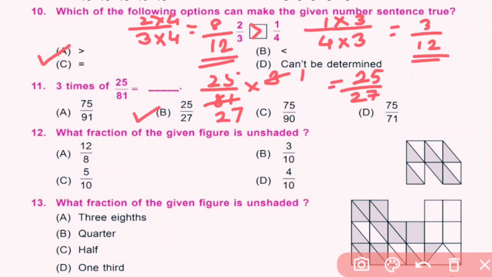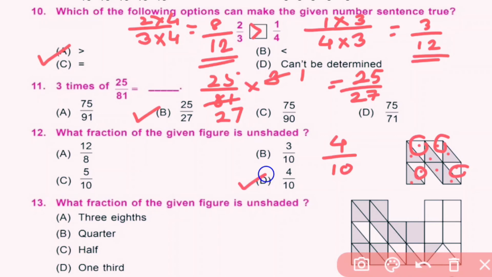Question number 12. What fraction of the given figure is unshaded? So we first find out the total equal parts. Total equal parts 1, 2, 3, 4, 5, 6, 7, 8, 9, 10. There are 10 total equal parts and out of 10 there are 4 unshaded parts. So here D is the correct answer.